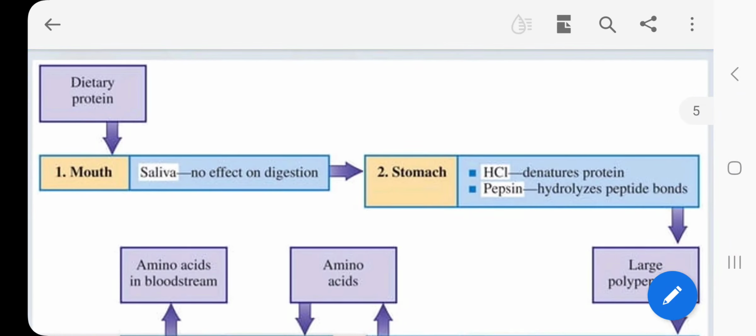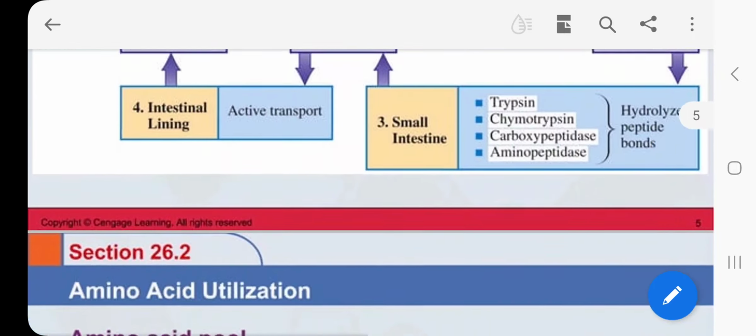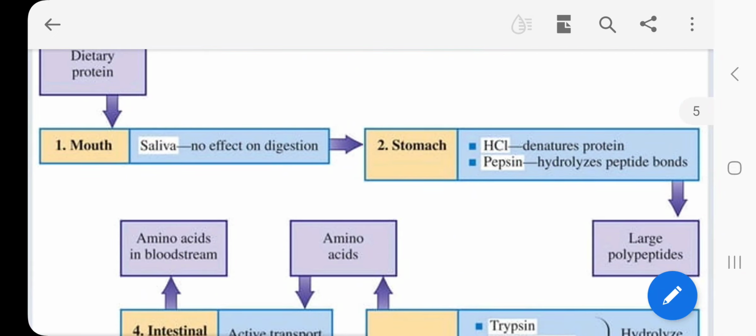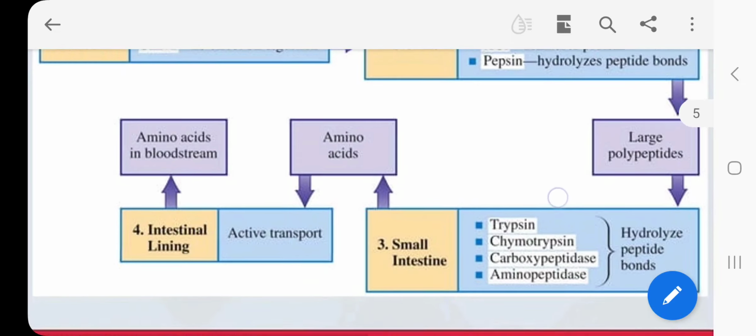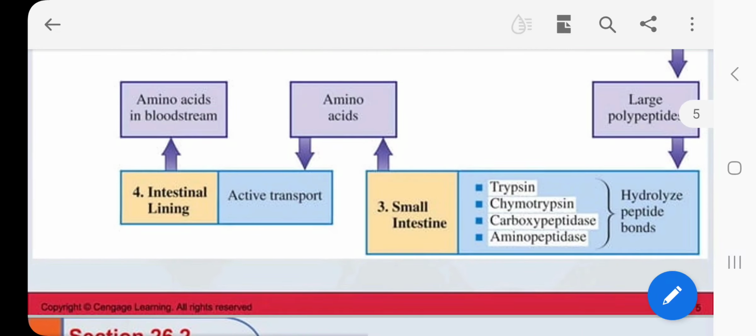So this diagram depicts the flow of how dietary protein is metabolized from your mouth. So take note that saliva has no effect on protein digestion. In the stomach, there are two major chemicals that act on the denaturing of protein and hydrolysis of polypeptide bonds. So these are HCl and pepsin. In the small intestine, we have 4 enzymes in their active forms that hydrolyze peptide bonds. These are trypsin, chymotrypsin, carboxypeptidase, and aminopeptidase. So these ones will already give off some of the amino acids, and these amino acids are transported to our bloodstream through active transport.